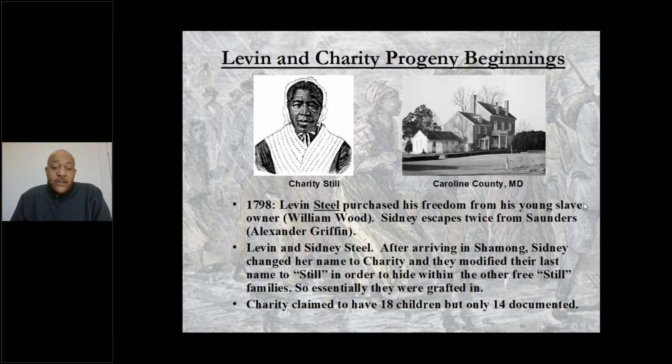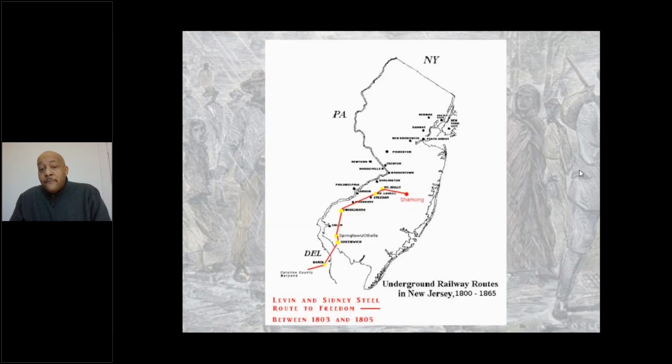Charity was claimed to have 18 children, but only 14 were documented. They came from an area of Caroline County, Maryland. This is the escape route, basically, using the Underground Railroad routes. They came across from Caroline County into Dover, crossed over to Delaware Bay, and landed in a town called Greenwich. In that area there was a small Black community called Springtown, Othello.